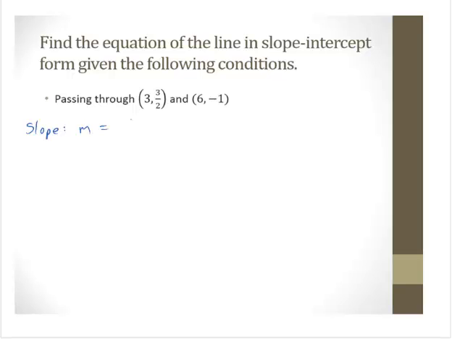So the slope, m, would be -1 subtract 3/2 over 6 subtract 3. -1 subtract 3/2, well, -1 is -2/2, so that would give me -5/2 over 3. -5/2 over 3, that's -5/2 times 1/3. Division's multiplication by the reciprocal, and so then that would be -5/6.